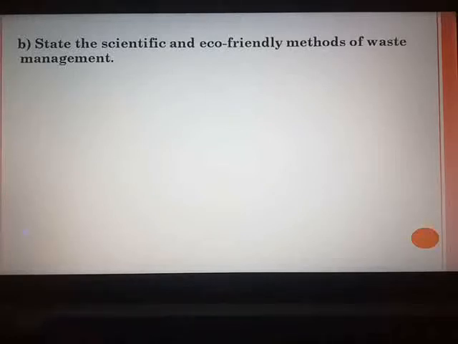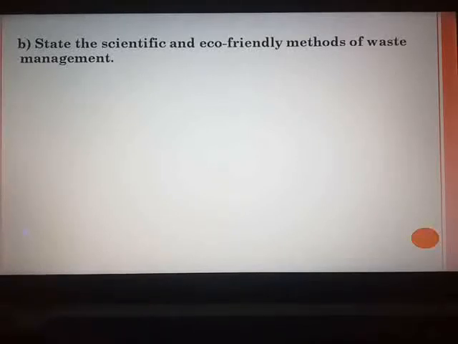Points I can mark for you on page number 102. So refer to page number 102 and keep a pencil ready for its explanation. Now they have asked us the scientific and eco-friendly methods. If you see on page number 102, towards the end of the page, you have that white colored block with the diagram.